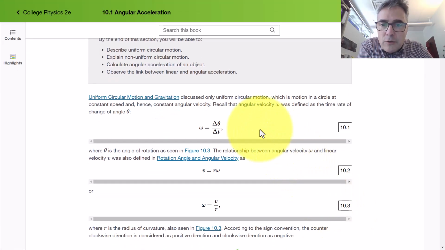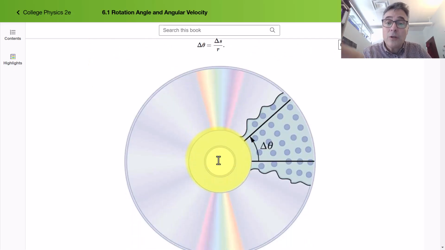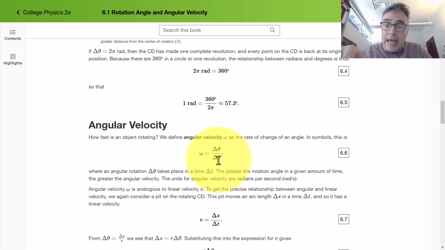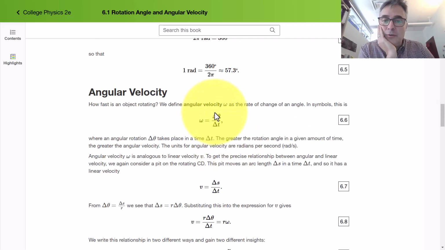So this is all about things that are rotating, and it starts off by talking about angular velocity. And if you remember, way back in chapter 6, we talked about rotation angle delta theta and angular velocity, delta theta divided by delta t. So the idea there is that when the angle of something changes as it's turning, there's an angular velocity, the rate of change of theta.